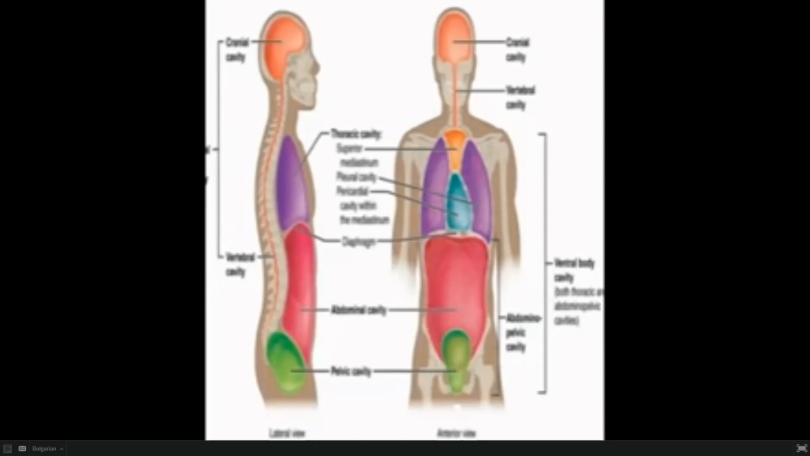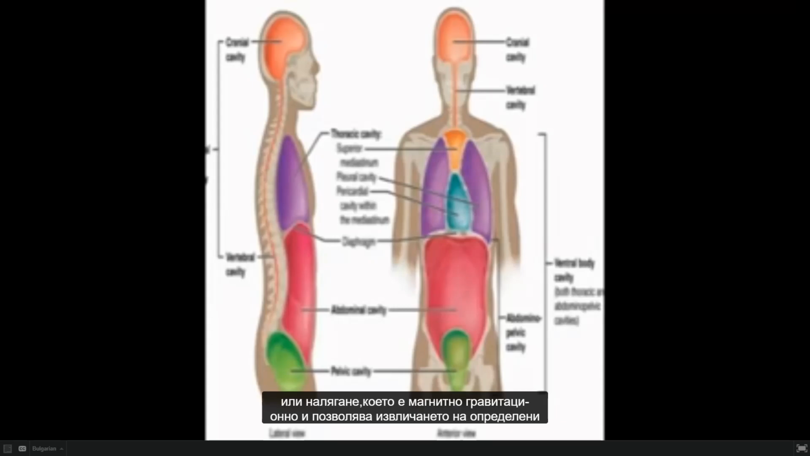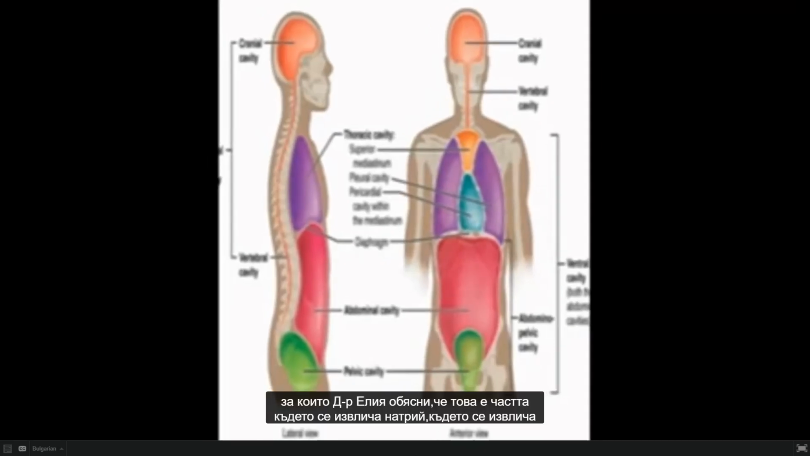And as we explained, in the intestine, every section has a different nano-layer coating, a compression or pressure, that is magnetic gravitational, which allows extraction of certain materials from what is going through it. The same is true with the pipes within the kidney. The pipes, which Dr. Elia explained, this is the part where the sodium is extracted, this is the part where chloride is extracted or whatever, is the same process.